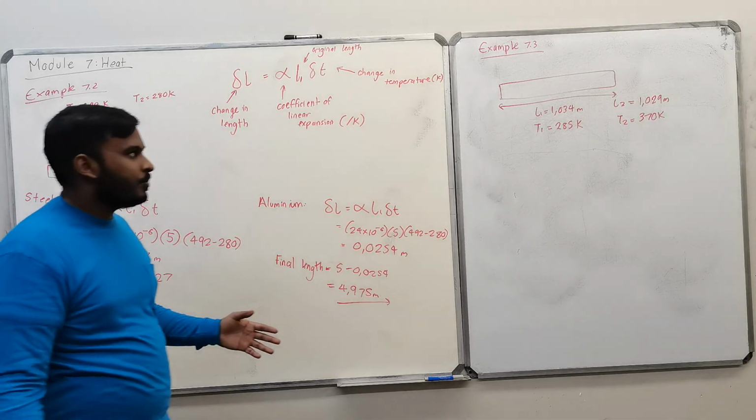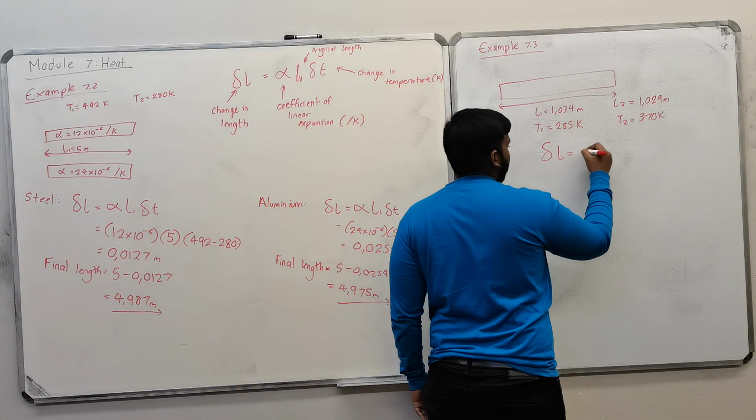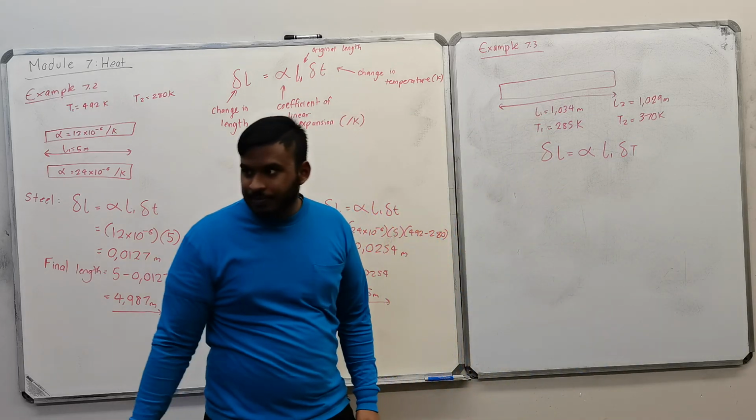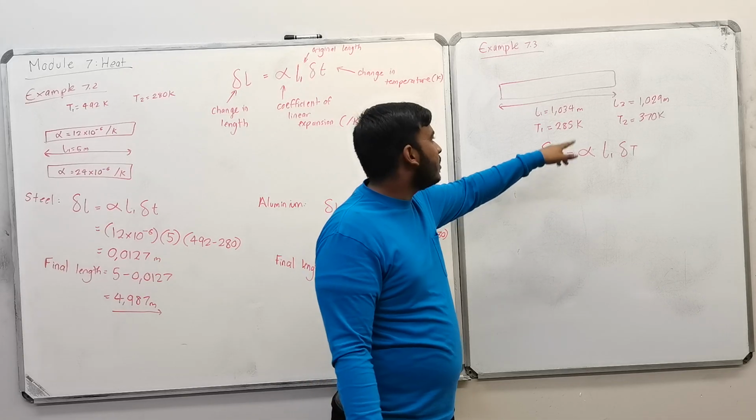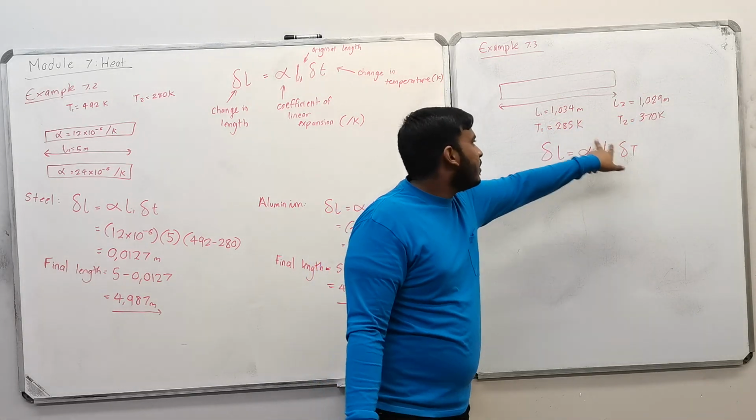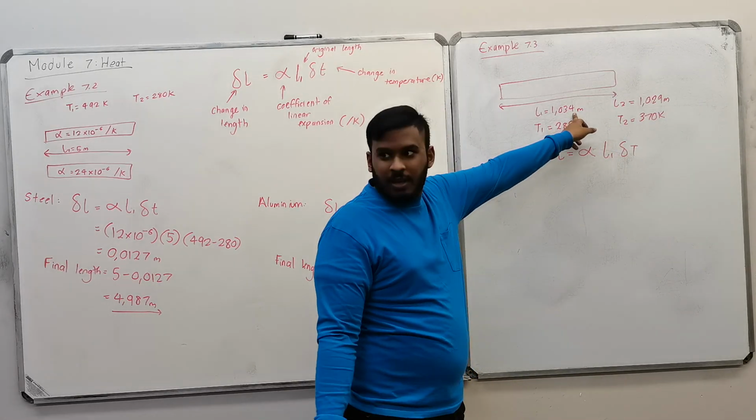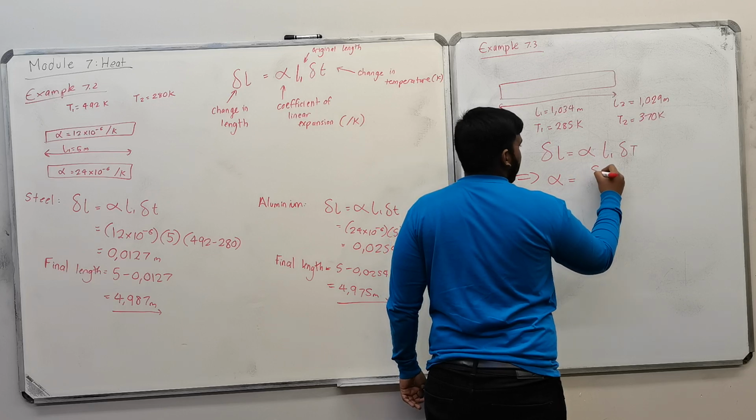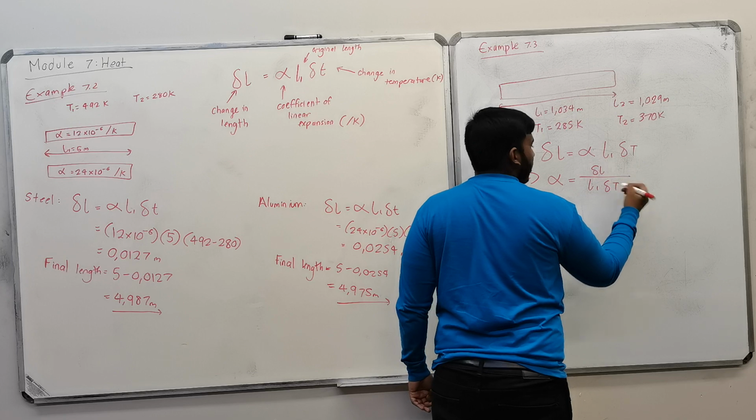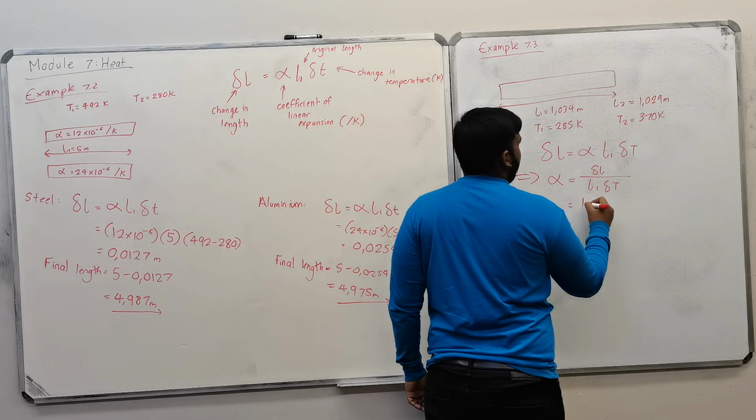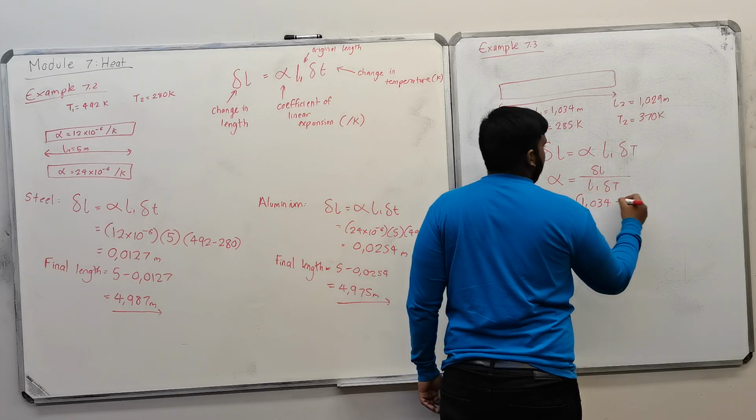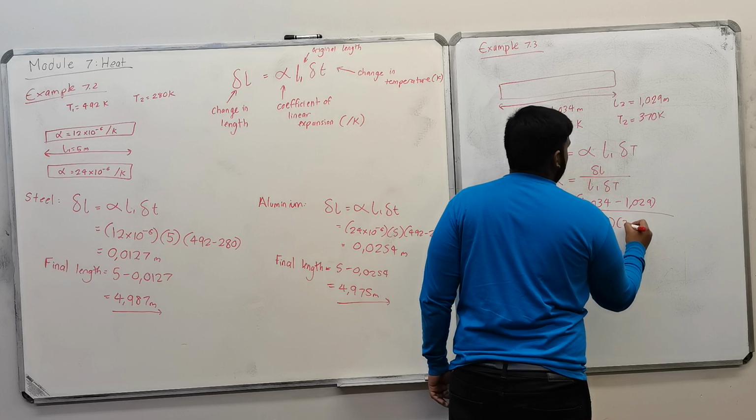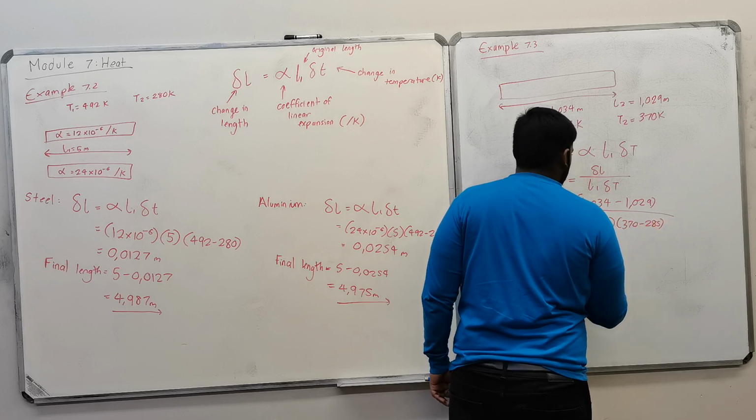Now, what's our formula? The formula is your change in length is equal to the coefficient of linear expansion multiplied by your original length multiplied by your change in temperature. We can solve for this because we know the change in length, because it will be that minus that. And we know this because it's that minus that, and we know this because it's that. So if we rewrite this, alpha will be equal to the change in length all over your original length multiplied by your change in temperature. So this would be 1.034 minus 1.029 all over 1.034 times 370 minus 285.